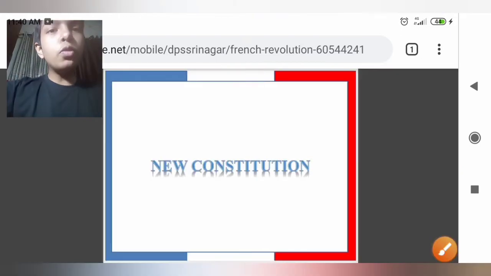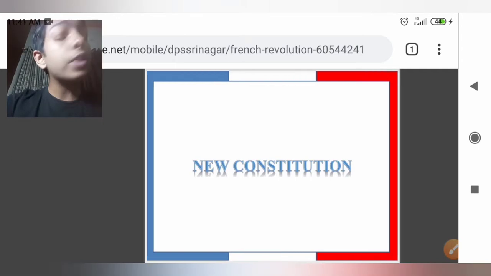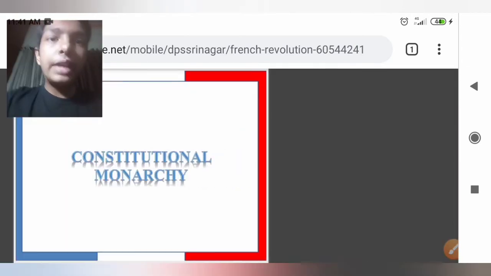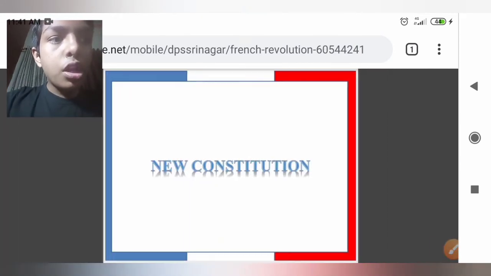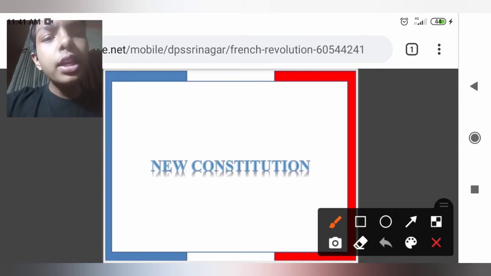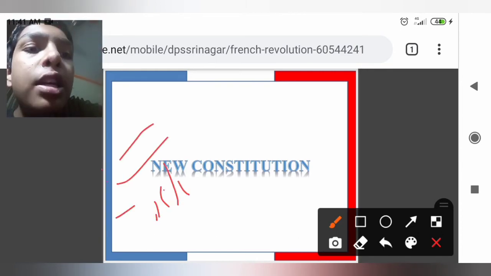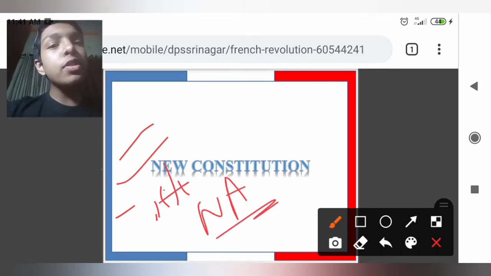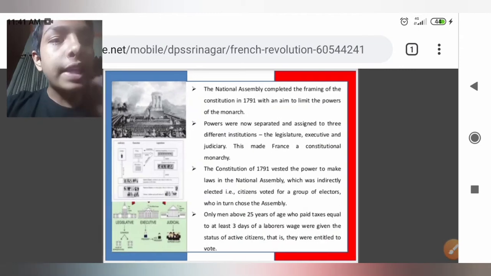Second thing, the new constitution. I hope you have understood the concept of constitutional monarchy. Now, the new constitution was made by whom? It was made by the National Assembly, drafted in 1789. We have just studied this in the last slide.